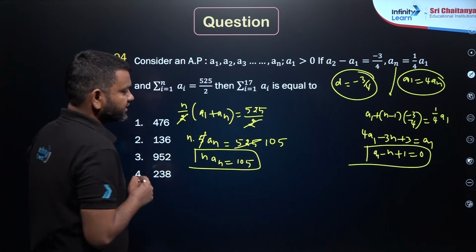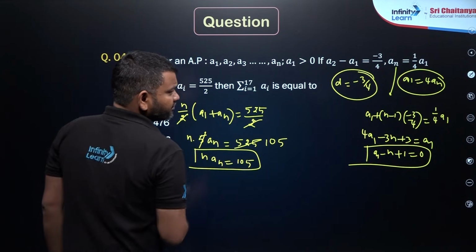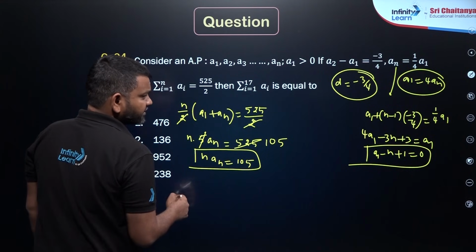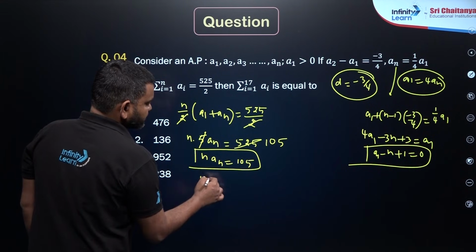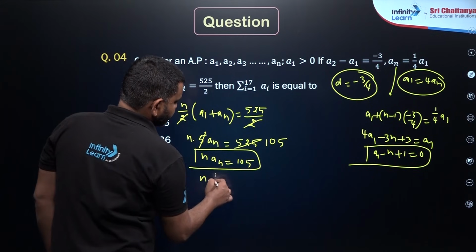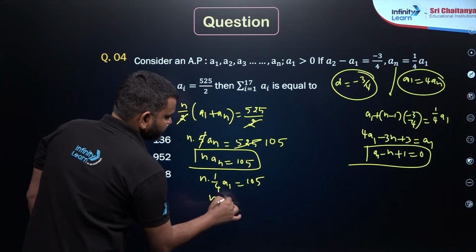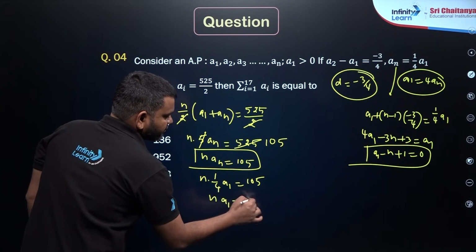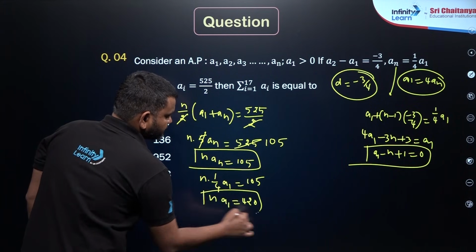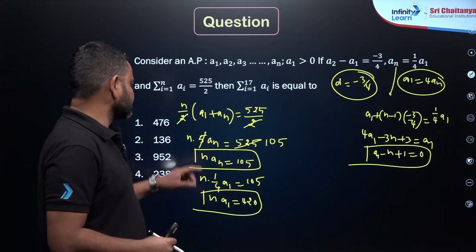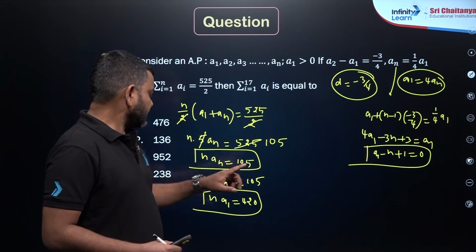So if n into an is 105, what will be a1 there? a1 is 4 times of an. So let's substitute that here. n into 1 by 4 times of a1, that is equals to 105. So n into a1 is going to be 420. So you have all the values here, a1, an, and n.